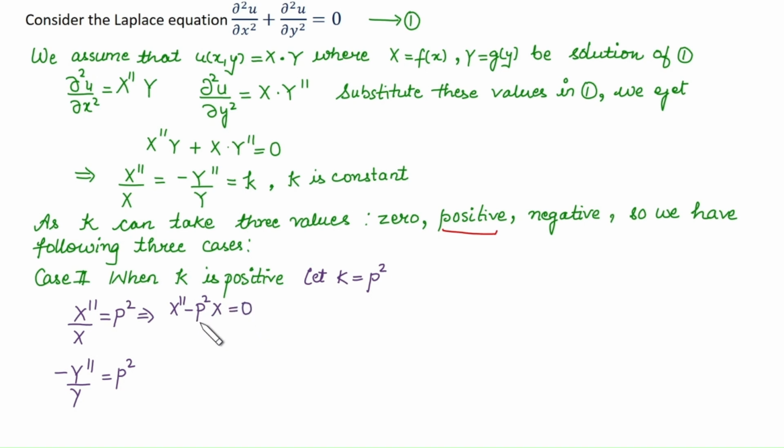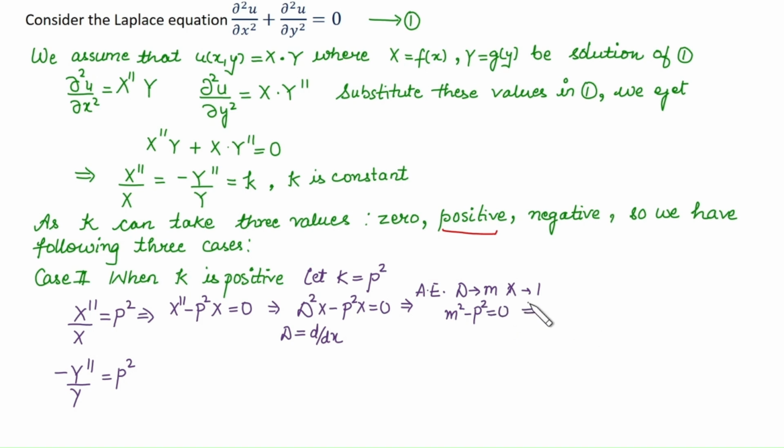As it is a homogeneous second order linear differential equation, we can use the operator method to solve it. For that, we can write in the D form, that is D square into x minus p square into x is equal to 0. Why D square? Because here we have second order derivative of x, where D stands for the derivative with respect to x. Further, we can write the auxiliary equation. For that, we need to replace D by m and x by 1. So this results in m square minus p square is equal to 0.